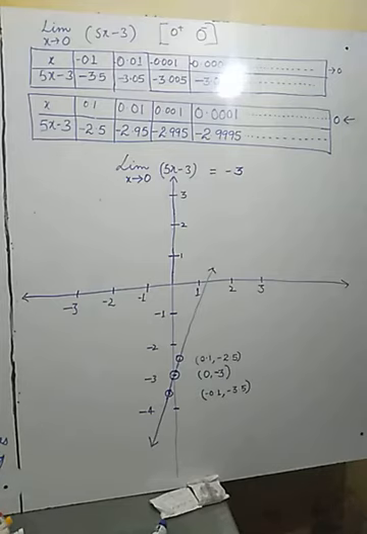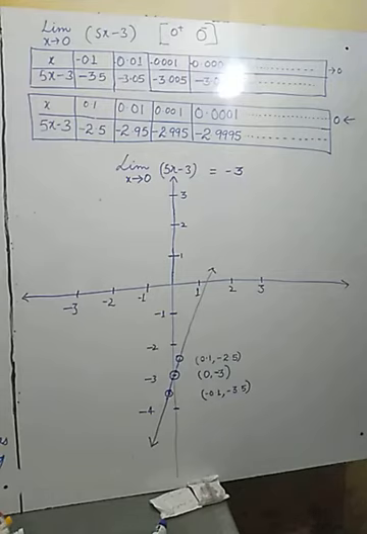We have to find out, the question is the limit as x tends to 0 of 5x minus 3. This is the function. What value will it have when x tends to 0? So we have to take the basic concept which was explained just before, and follow the same thing here.